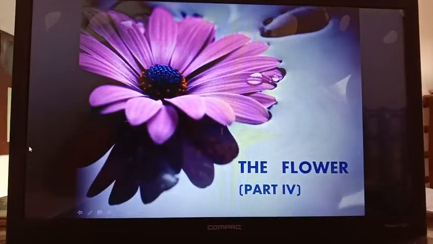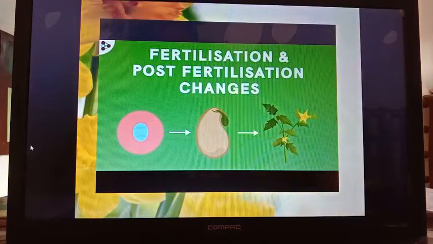Hello students. In our last few sessions, we have already talked about the topic pollination and the different agents of pollination. After pollination, the next step is fertilization. So in today's session, we are going to discuss the topic fertilization and the post-fertilization changes.